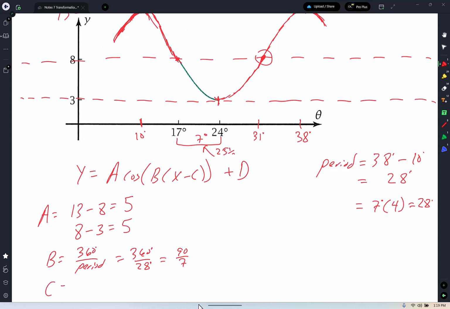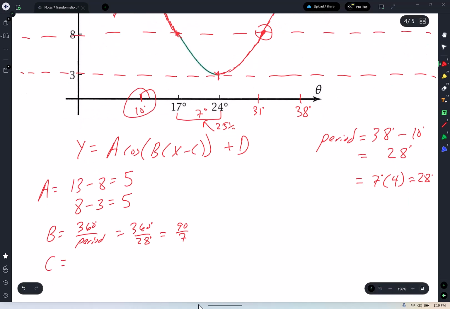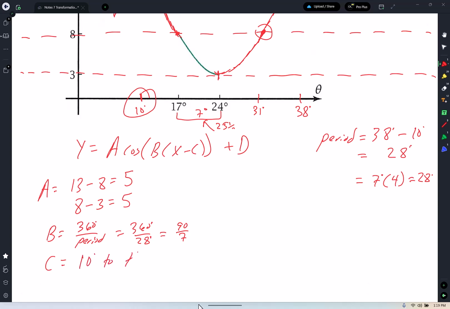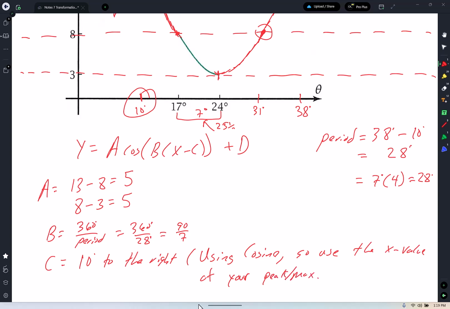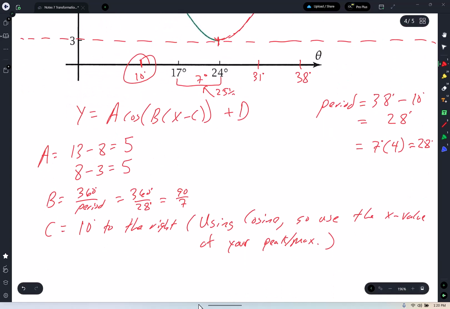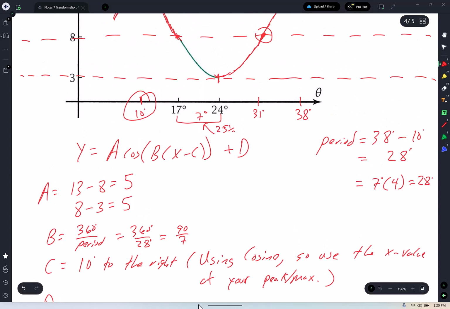The c, since I'm using cosine, I'm going to use the 10 degrees. 10 degrees to the right. And I'll put parentheses. Using cosine, use the x value of your peak or max. For good notes. And then the last, not least, but that's what everyone says, right? Last but not least, midline is your 8.